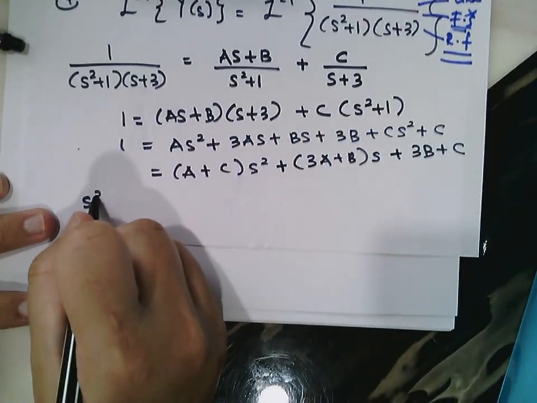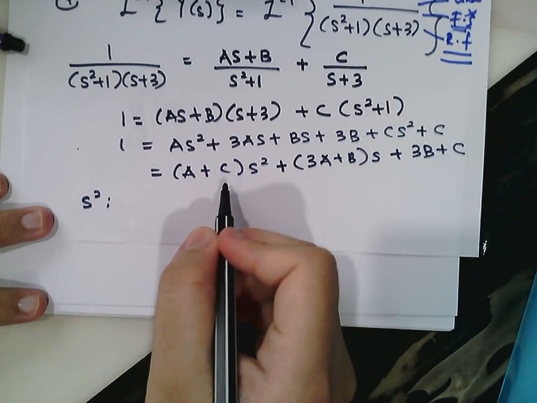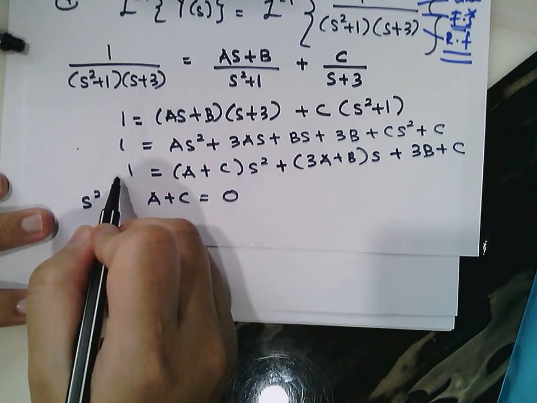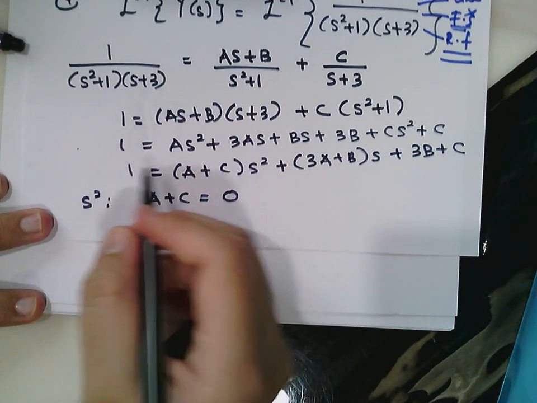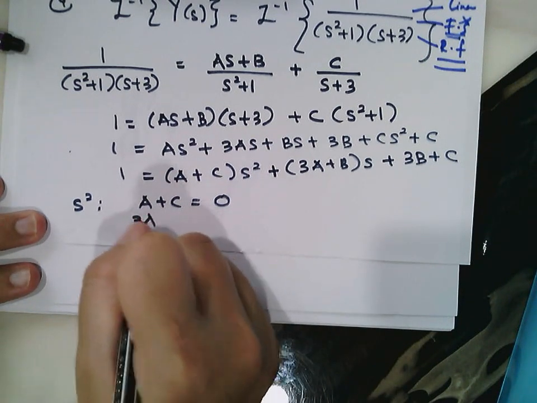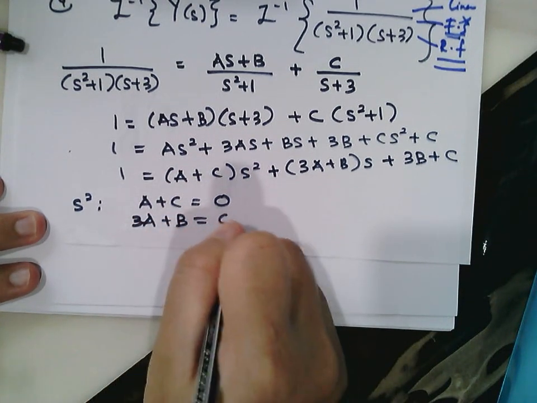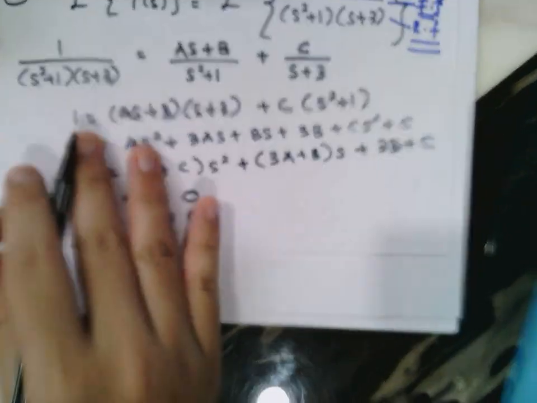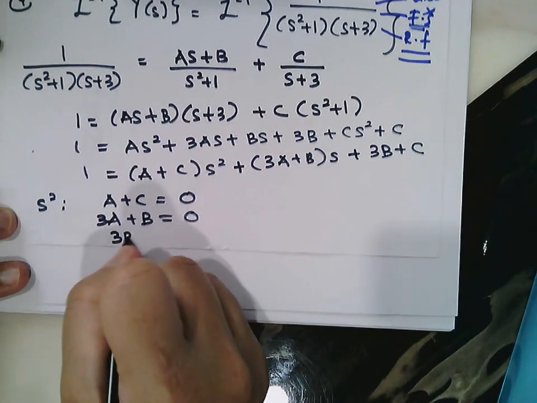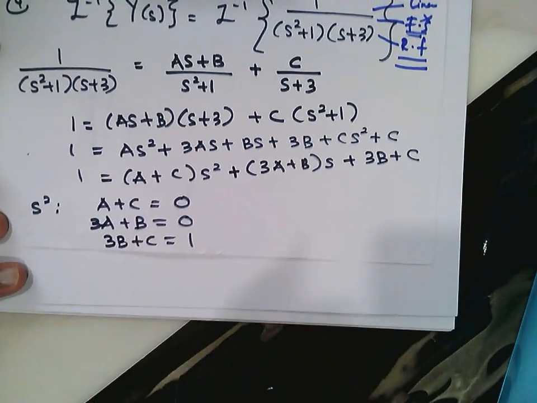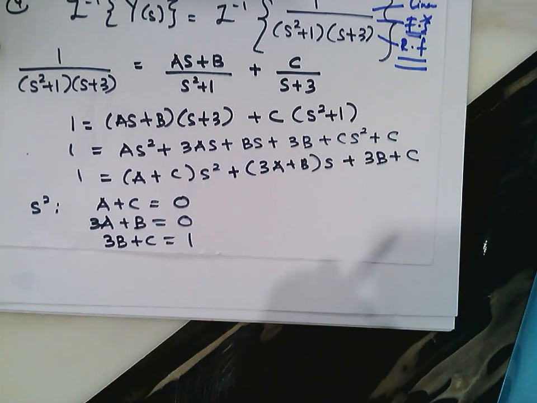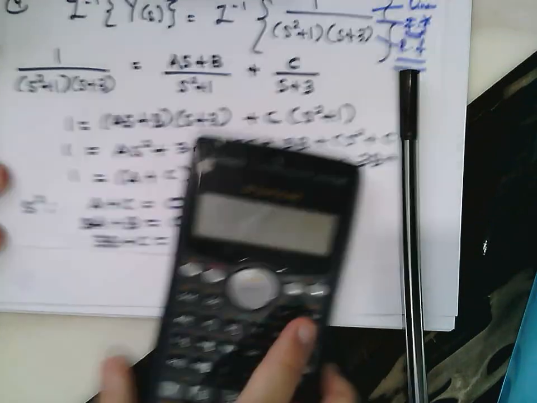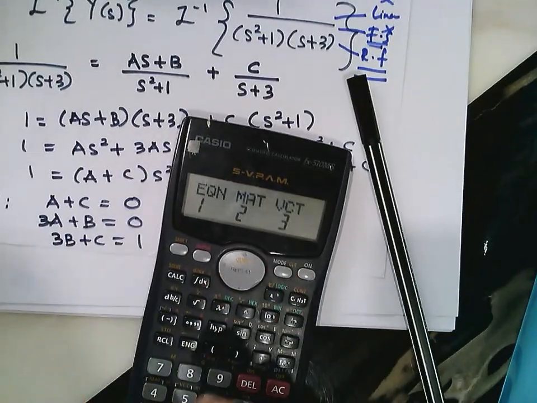So for the s squared, this one, a plus c is equal to 0, because you don't have s squared on your left hand side. The second one, 3a plus b is also equal to 0, because you don't have an s variable on your left hand side. The last equation will be 3b plus c is equal to 1. Remember, when you have 3 unknowns, you need to have 3 equations. So solve by using the calculator equation solver.